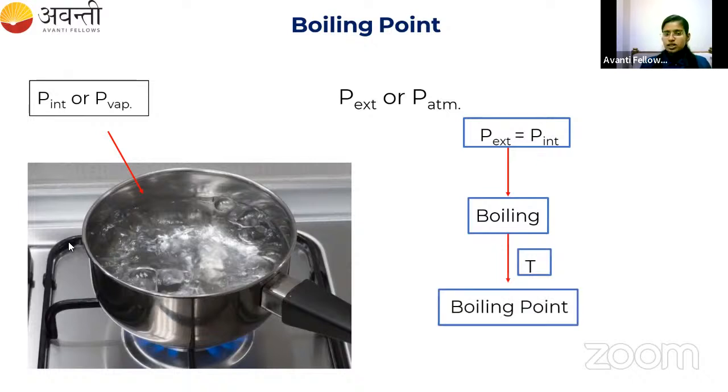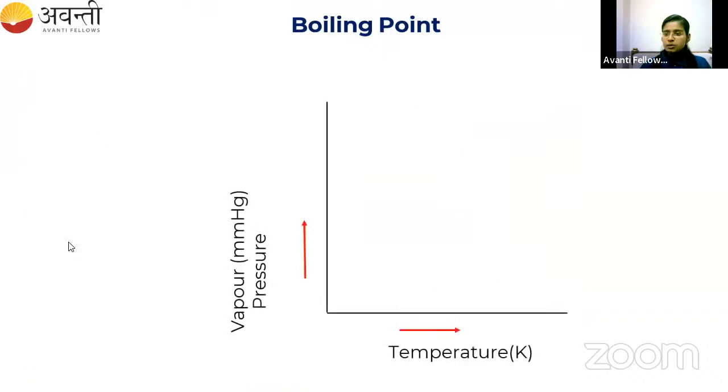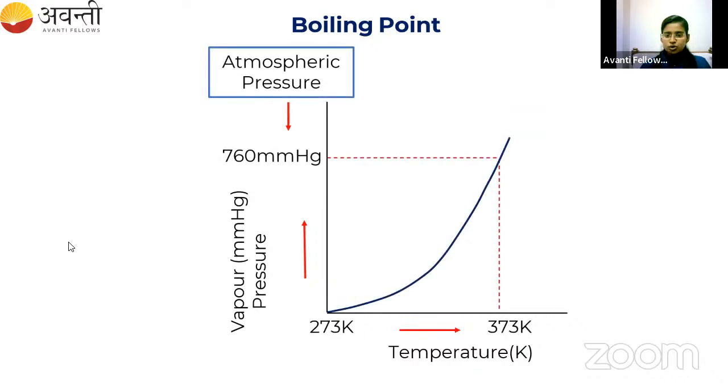So the component will have some pressure that we call internal pressure, and also the atmospheric pressure is there, which is external pressure. When these two pressures become equal to each other, then we call that point the boiling point. Okay, clear for all of you? So now let's see a graph with the vapor pressure and temperature. Let me show you.